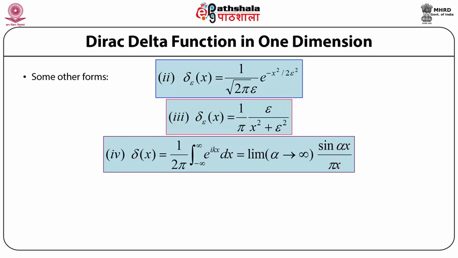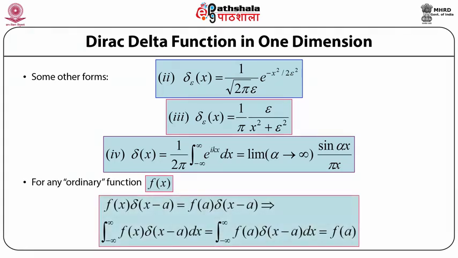And this can be written as the limit alpha tending to infinity of sine of alpha times x upon pi x. Now if we consider any ordinary function f of x, then the function f of x times the Dirac-delta function of x minus a is equal to f of a times the Dirac-delta function of x minus a.